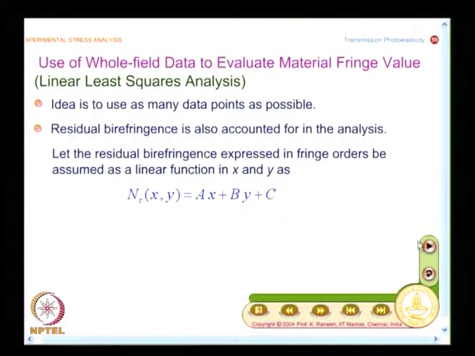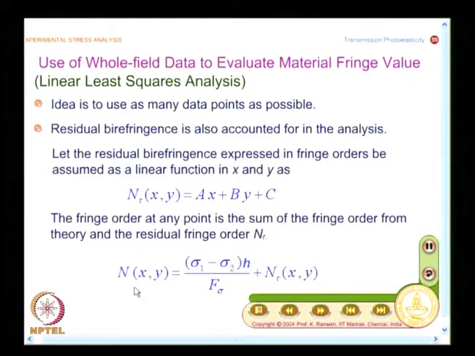So now what I am going to do, we already have an analytical expression for the value of fringe order at a point of interest when x and y are specified. Now, to that you need to add a residual birefringence NR of x comma y. That is how we will recast the basic equation.